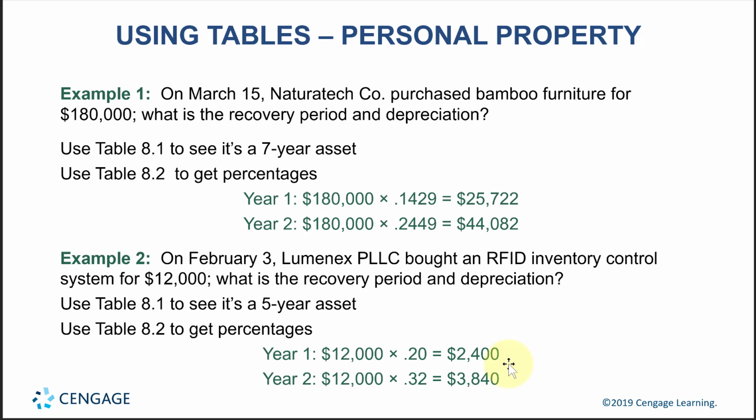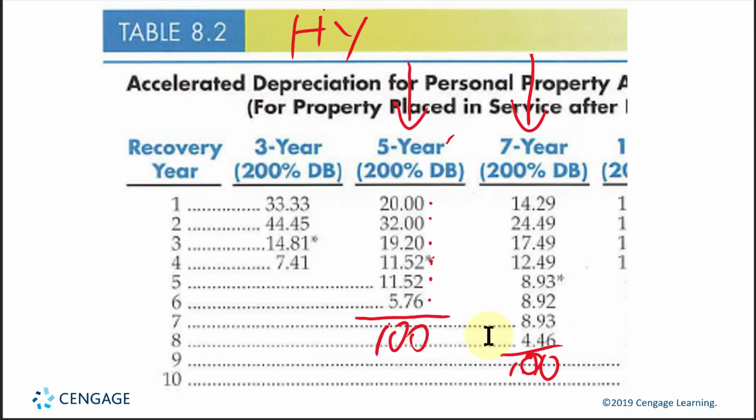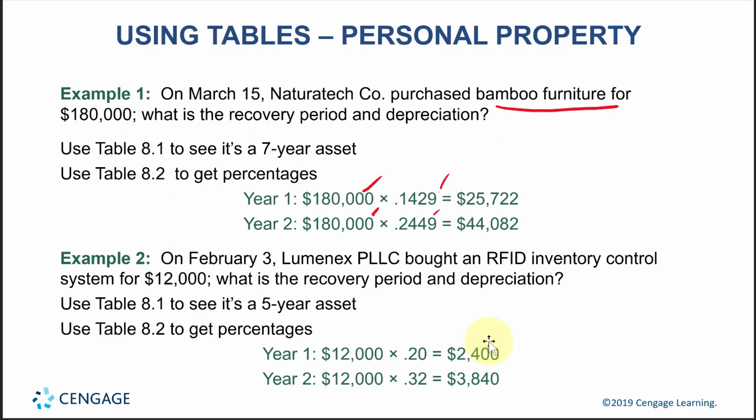So here is an example where a company bought furniture. We know that's 7 year property. So we take the costs in the first year and we multiply it by the percent you would see in the table. You take the same costs for the second year and you multiply it by the percentage you see for the second year for that table. So let's go back to the table. Again, furniture would be in this column. Here's the first year percentage and second year percentage. And you would keep on going for future years.